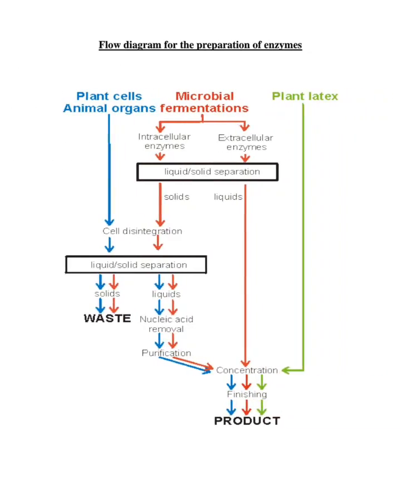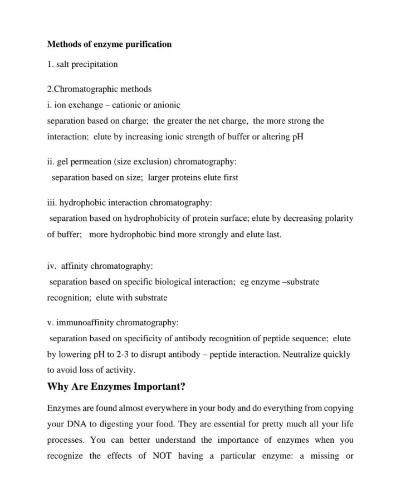This is the flow diagram for the preparation of enzymes by plant cell, animal organs, microbial fermentation and plant latex. Now the method of enzyme purification. First is salt precipitation and second is chromatographic method. In chromatographic method, first is ion exchange, which is cationic or anionic. Cationic or anionic separation based on charges. The greater the net charge, the stronger the interaction. Elute by increasing ionic strength of buffer or altering pH.